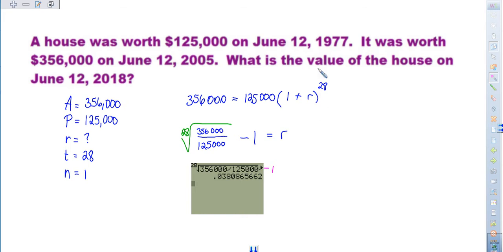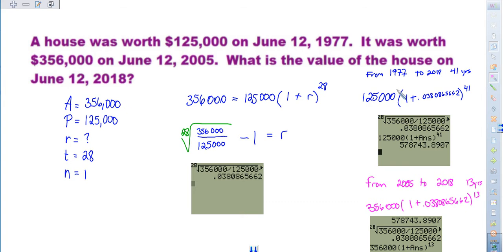And I'll show you what I mean. So if we went from 1977 to 2018 using the original starting amount, that's 41 years that it continued to grow at this percentage rate right here. I just copied down what it was, but when I typed it in the calculator, I used the answer key. That's second and the negative button, and you'll see ANS above it. That'll let you use whatever was in your previous answer inside the question.